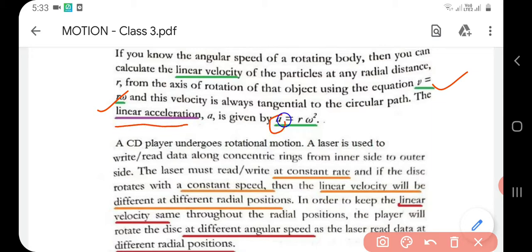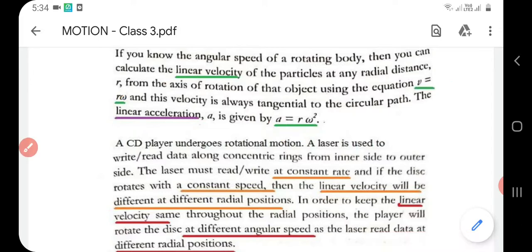Now another definition is linear acceleration. It is represented by the letter a and its formula is r omega square. So how can you define it? It is the product of the radial distance from the axis of rotation of the object, r, and the square of angular speed omega. Okay, this is just an example to illustrate the concept. So just go through that example. But what is more important for you is to study the definitions, that is angular displacement, angular speed, angular acceleration, linear velocity and linear acceleration, along with their definitions, expressions and units.